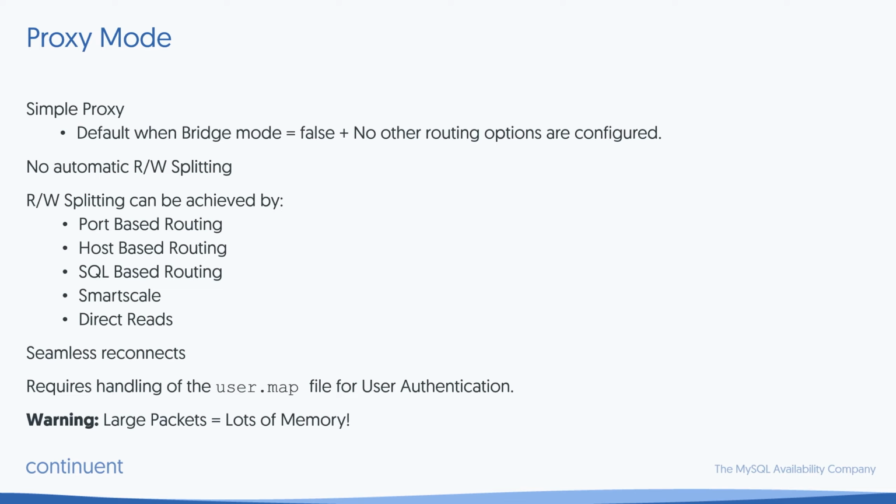Next, we have Proxy Mode. Proxy Mode is where the connector starts to become more intelligent. Simple Proxy Mode is enabled by just disabling Bridge Mode. This, by default, doesn't automatically enable the read-write splitting though. So what you would then do is configure the behavior of Proxy Mode by choosing the desired routing method as shown here, and we'll cover each of these over the next few slides.